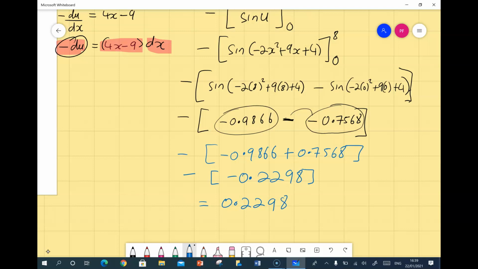Now I think your instructor has her answer as 0.23. That's perfect. She's just rounding to 2 decimal places. So whatever decimal place you're asked to do in a question is fine.